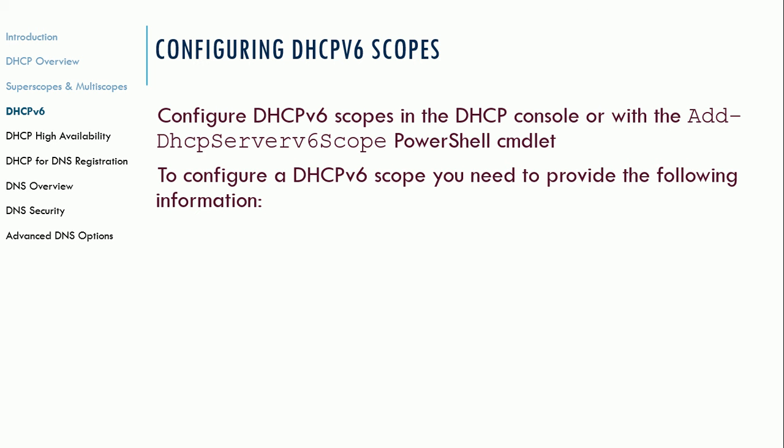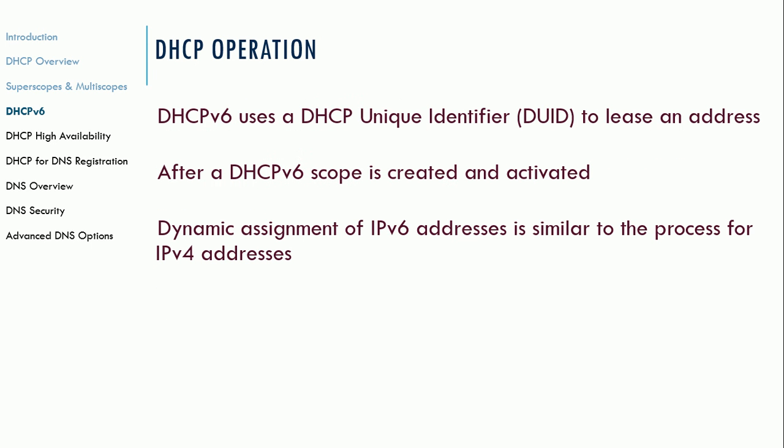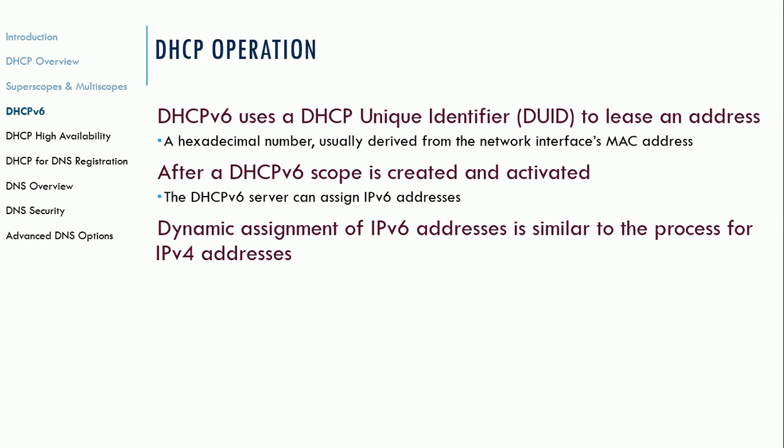So to create a scope in DHCPv6, you can do that with the PowerShell commandlet. You'll need to provide the scope name, the prefix, preference, and exclusions, as well as the scope lease time. So this is really not all that different from setting up a scope in IPv4 DHCP. DHCPv6 uses a DHCP unique identifier to lease an address. It's a hexadecimal number. It's usually derived from the MAC address, as we discussed before.